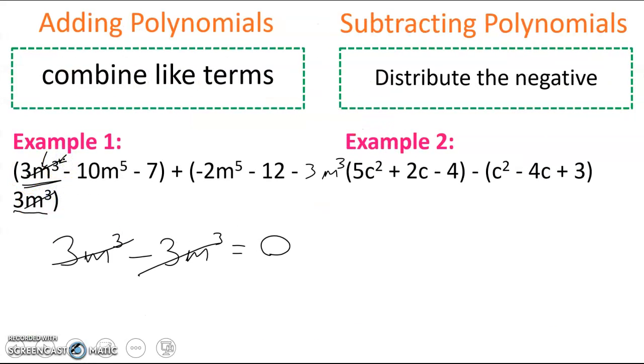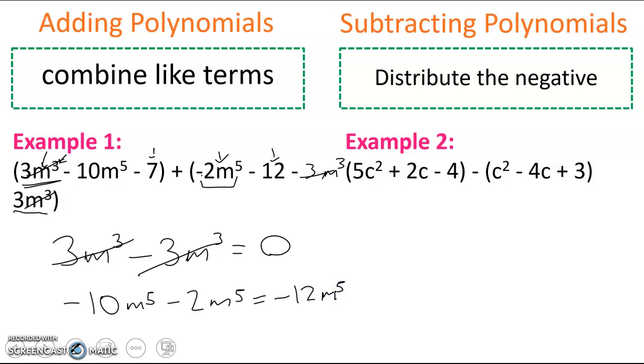And then let's go to the next term. You got negative 10m to the fifth power. You look in your expression to see if there are any other m to the fifth powers. We see one right here, the negative 2m to the fifth, so we can do this. Negative 10m to the fifth power minus 2m to the fifth power, since we have this negative right here. If we do that, we get ourselves a negative 12m to the fifth power.